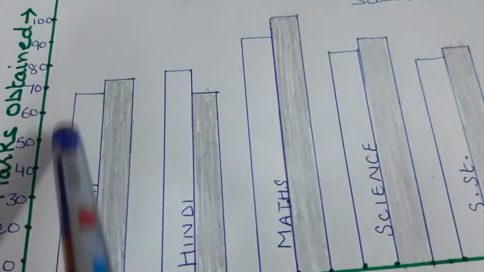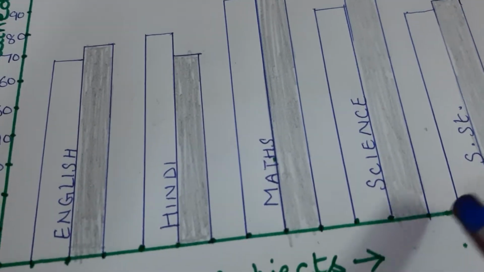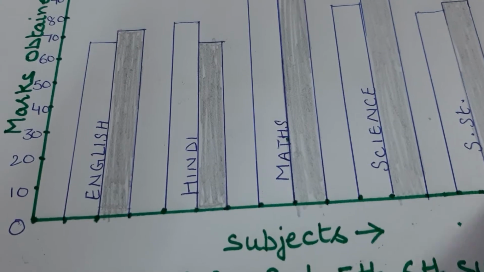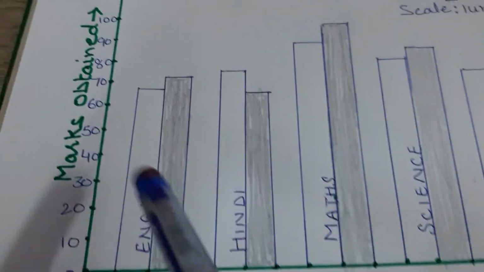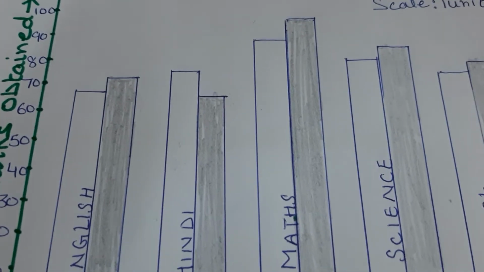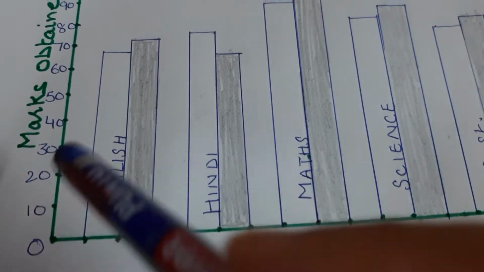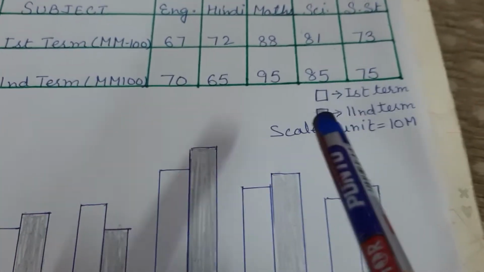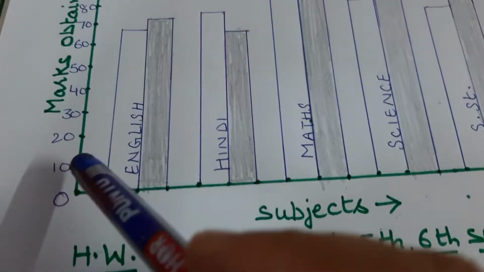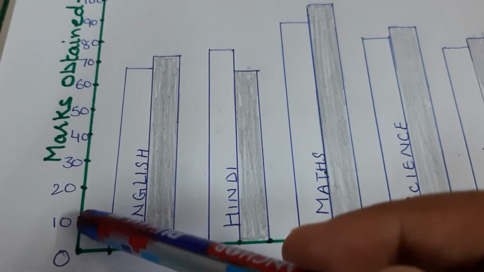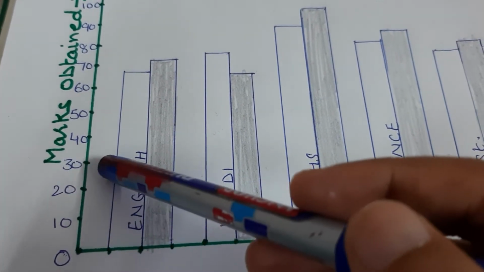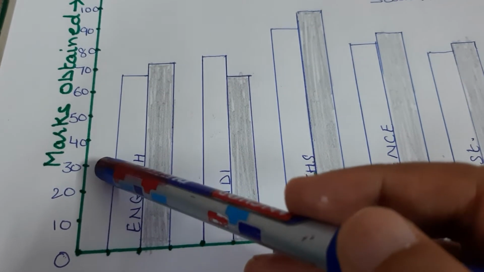Okay, so first we will draw one vertical line and one horizontal line. We will first label them. On this side we will take subjects and on this side we will take marks obtained. I have chosen a scale that 1 unit is equal to 10 marks. 1 unit means this one unit. You can also take a scale with a difference of 5 marks.